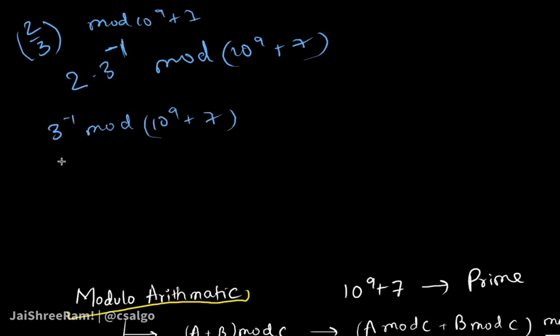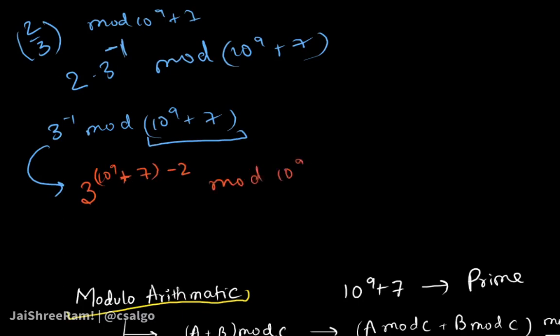So now you will need to find out, how do I find this? With the theorem that we discussed, we know that this is prime, so we can write this as 3 to the power 10 to the power 9 plus 7, this is the prime, minus 2, right? Modulo 10 to the power 9 plus 7. Okay. Now, how do you calculate this efficiently? So that would be seen in the next video.